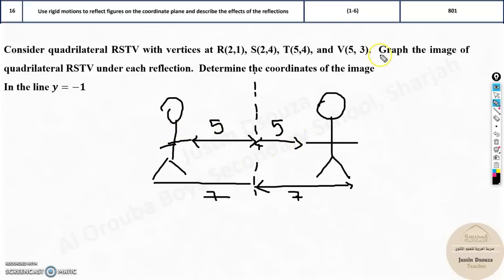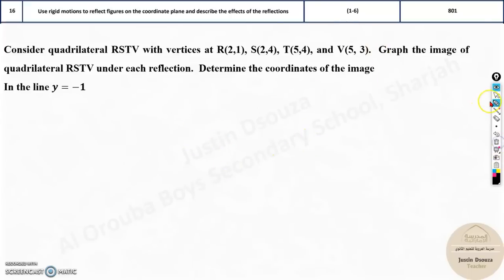That is basically reflection. Simple understanding. Now here, you might have already learned about reflection along axes, say x-axis, y-axis. But now it is not about axis, it's about particular lines. Let's look at this problem. Consider the quadrilateral RSTV where the coordinates are given. You need to reflect it along the line y equals -1.